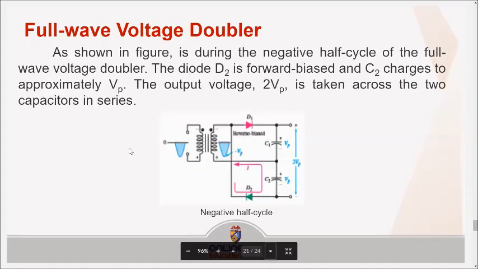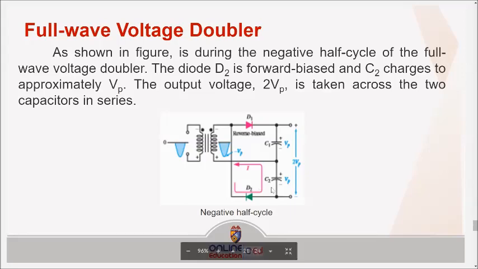As shown in the figure, during the negative half cycle of the full wave voltage doubler, diode 2 is forward bias and capacitor 2 charged to approximately VP. Then the output voltage, twice ng peak voltage, is taken across the two capacitors in series. Okay, that is the negative half cycle naman. Yung kanina positive half cycle ang ginamit. Ito naman is yung negative half cycle na ng full wave voltage doubler. Okay? So dito is yung diode 2 niya is naka-forward bias. Then capacitor 2 is magcha-charge siya, that is approximately 2 VP.